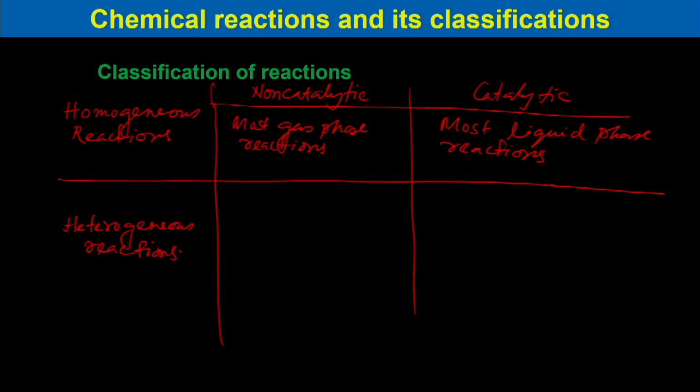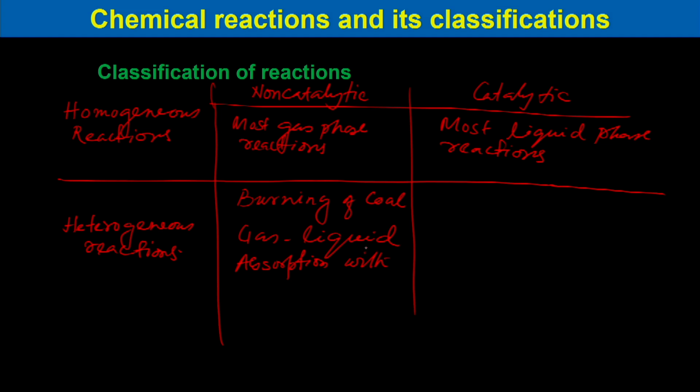The heterogeneous reactions, for example, under non-catalytic, is burning of coal. As you know, for energy generation, most of the power plants use coal as a main source of their energy production. So, they burn coal and produce energy, and it generates a huge amount of carbon dioxide released to the atmosphere. Another example is gas liquid absorption with chemical reaction.